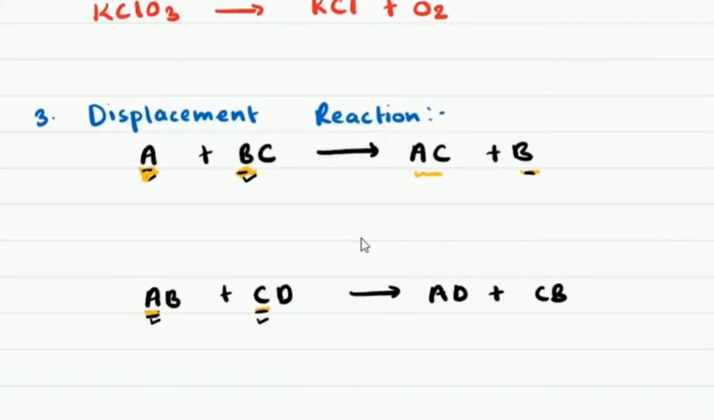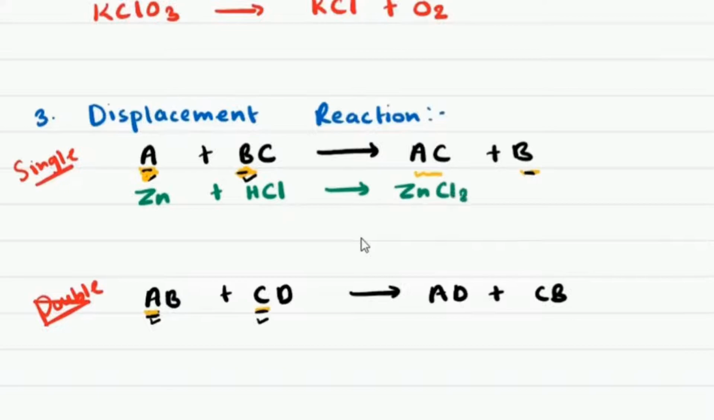So this first type of chemical reaction is known as single displacement reaction, and then the second type is known as double displacement reaction. Okay, so now let's write some of the examples of single displacement reaction. For example, zinc reacts with hydrochloric acid to form zinc chloride and hydrogen. So this hydrogen is alone here.